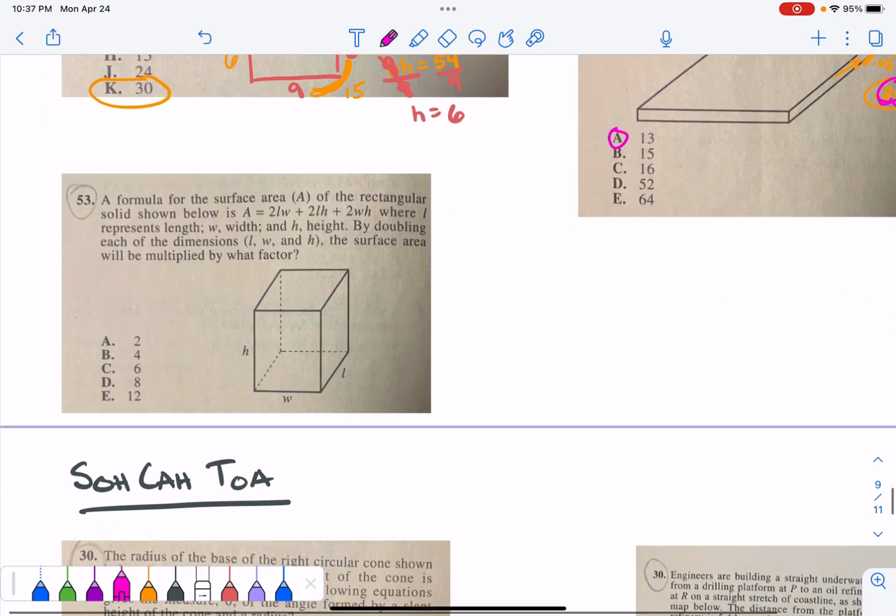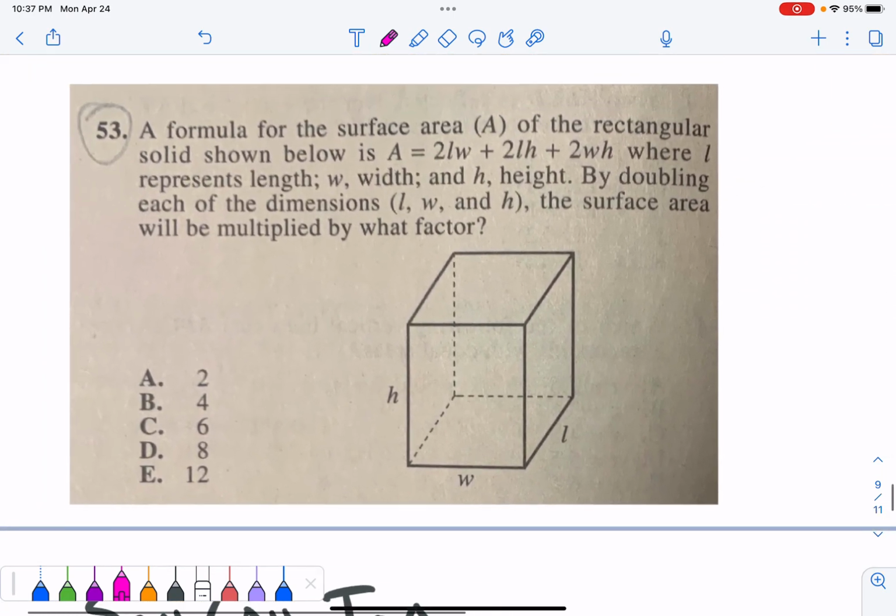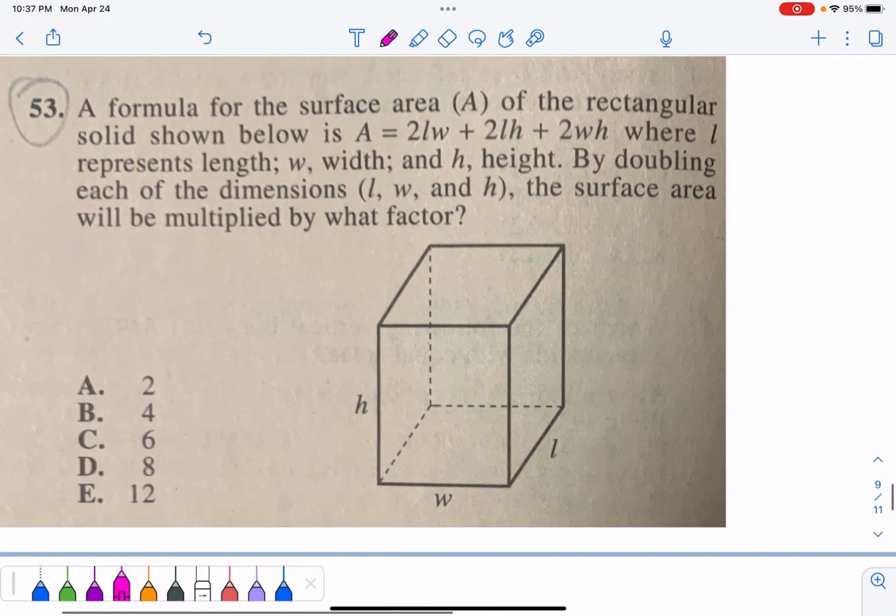Okay. All right, so let's go down. This one is a volume one. Actually, it's surface area of this cube, not volume of this cube. So surface area they label as A of a rectangular solid shown. They give you the formula for that. This is 2 length width plus 2 length height plus 2 width height. That's how you find the area of this cube thing or rectangular prism or whatever.